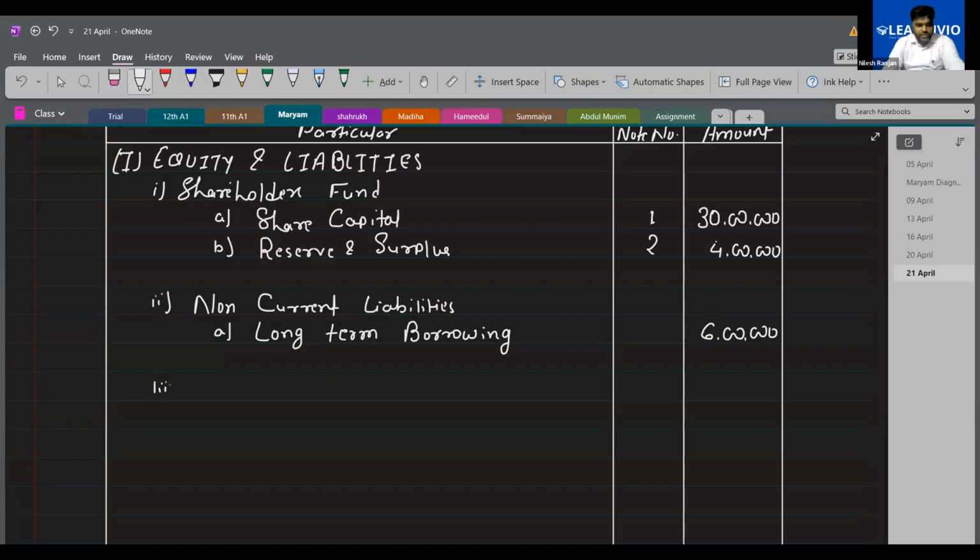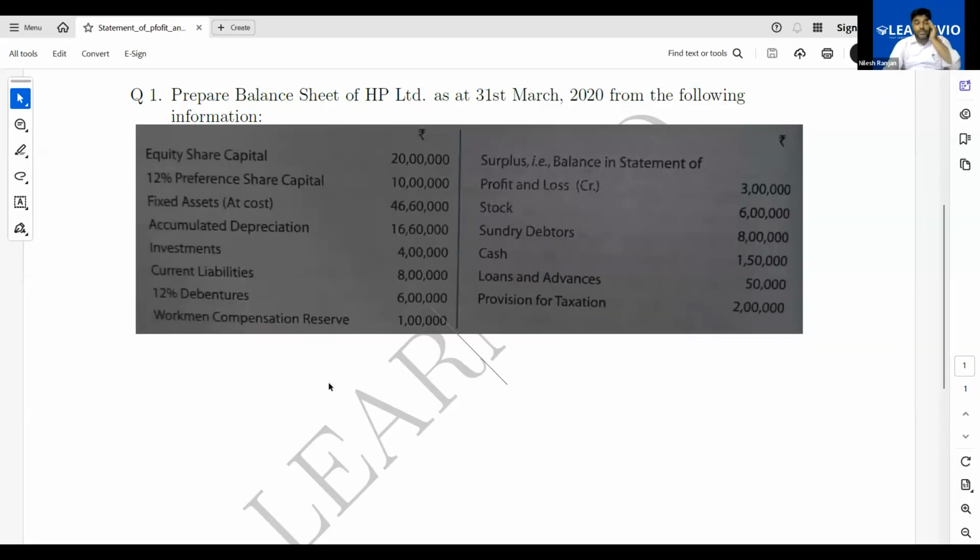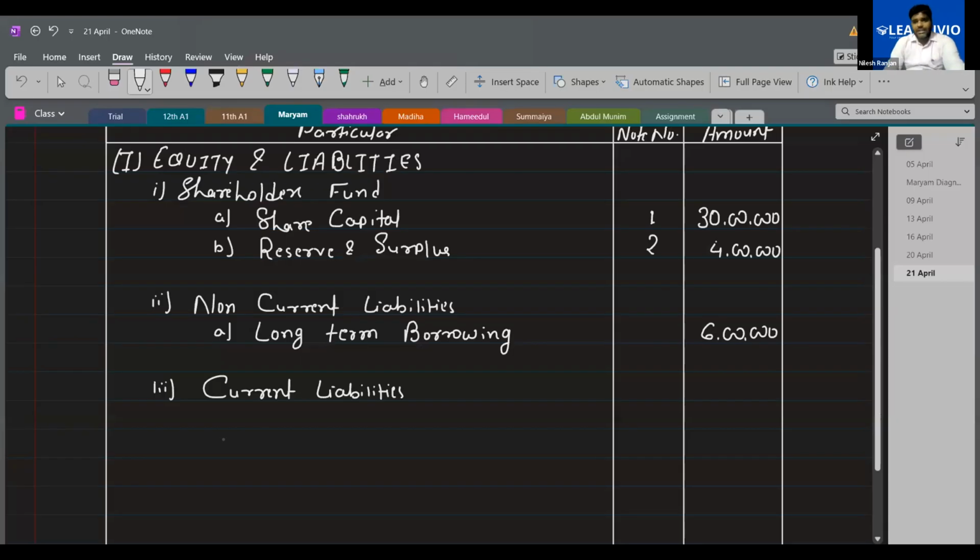So we will write the third item, current liabilities. Now under current liabilities, there is short-term borrowing and then trade payable. Short-term borrowing is not given in the question, so there is no short-term borrowing. Is there any trade payable? Current liabilities is given as 8 lakh. We will write it in other current liabilities.